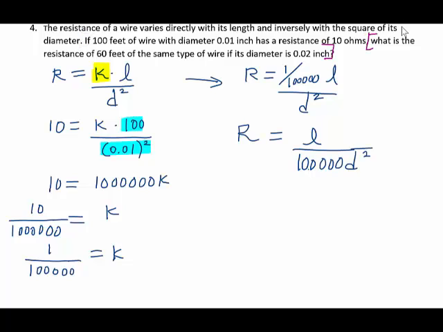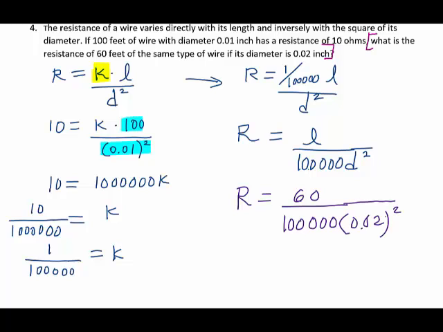So lastly, we're going to take a look at the question, what is the resistance of 60 feet of the same type of wire if its diameter is 2/100 of an inch? So we substitute 60 for L and 0.02 for D and simplify. Well, this is just 60 over 40, okay, or just 1.5 ohms.